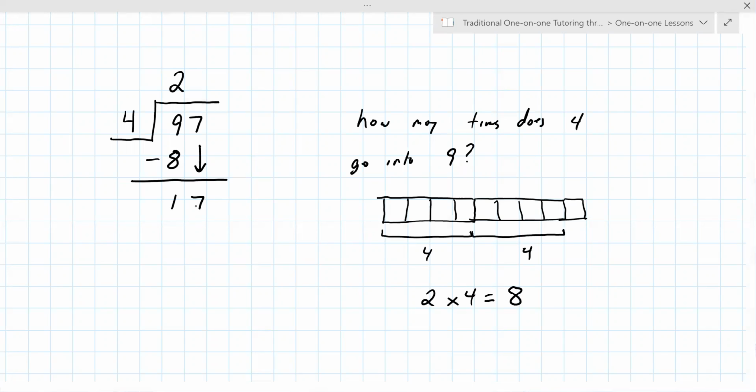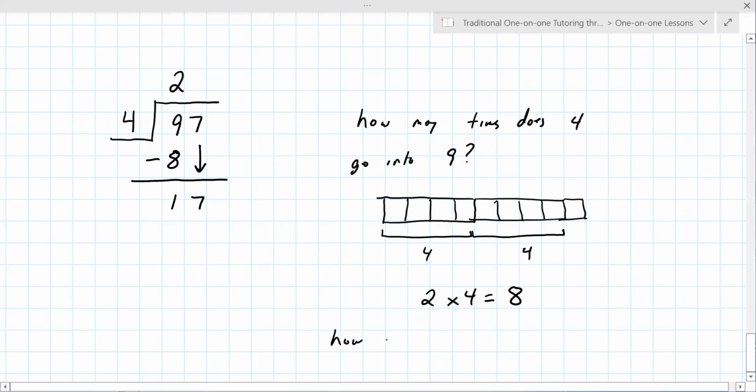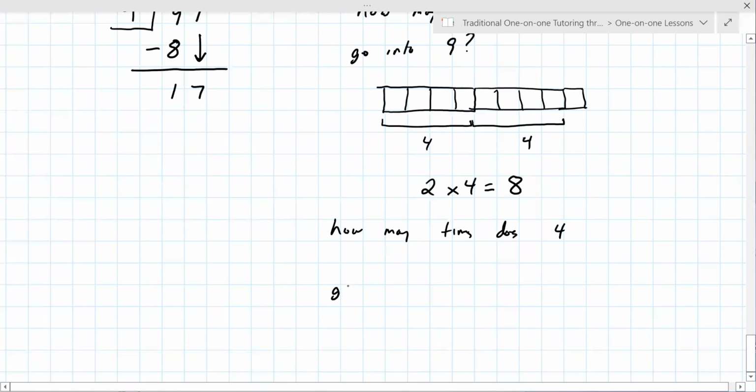So you bring the 1 down, or it's 1, and then you bring the 7 down. Are you able to see my screen, Michael? Yes. Okay, perfect. So now you ask a new question. You say, how many times does 4 go into 17?